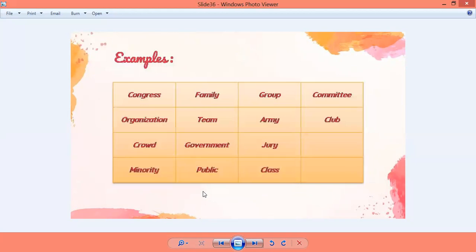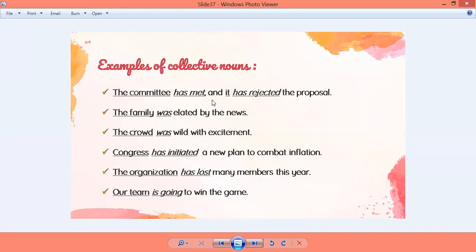What are collective words? Words like Congress, family, group, committee, organization, team, army, club, crowd, government, jury, minority, public, and class. All these words show a group or a collection of certain kind of people, जैसे कि family. Now it is a group of people, right? Father, mother, brother, sister, grandfather, grandmother, all of them together form a family. A group of people together is called a collective noun, right? So when such words are used, it is always going to be followed by what? A singular verb.